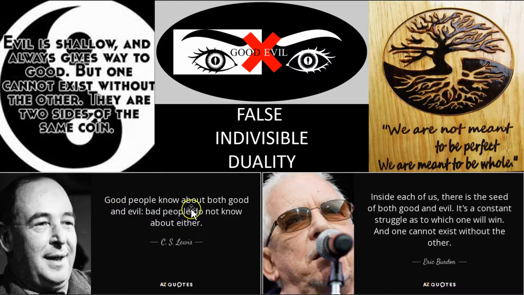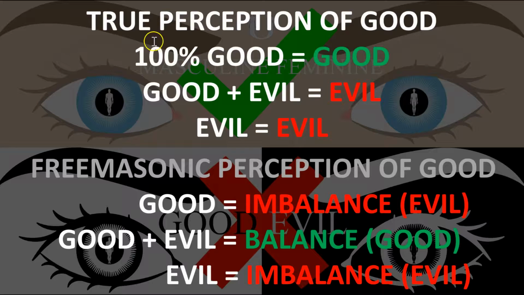Good people know about both good and evil. Bad people do not know about either. This quote is ironic in that the Masons who prize themselves as knowing the knowledge of good and evil do not know either. Their pursuit to know the knowledge of good and evil has been a false cause. The original perception of good and evil has always been the correct one, and always will be.